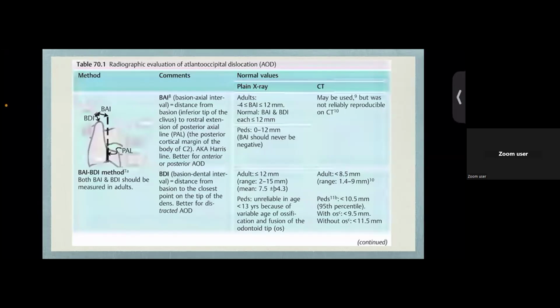Here for the BAI and BDI, it should be less than or equal to 12. Anything more than that, we're looking at an AOD. Now, this is unreliable for the pediatric population because of the variable ossification and fusion of the odontoid tip.